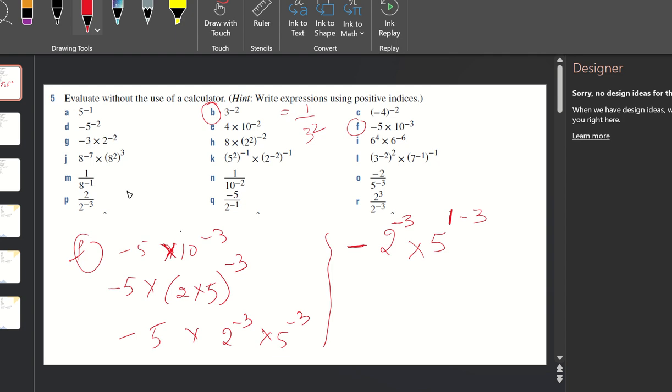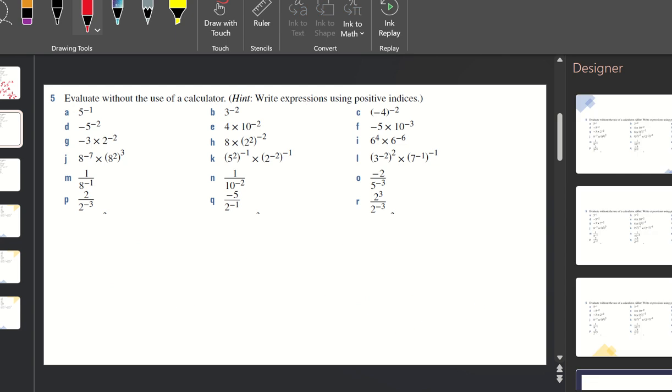So the 5 is the next term, and you add the powers, so you get minus 2 to the power of minus 3 times 5 to the power of minus 2. Now that is minus 1 because I am taking 2 cubed down and 5 squared down. Okay, so that's how you do the F bit. So that's the most complicated thing in that.